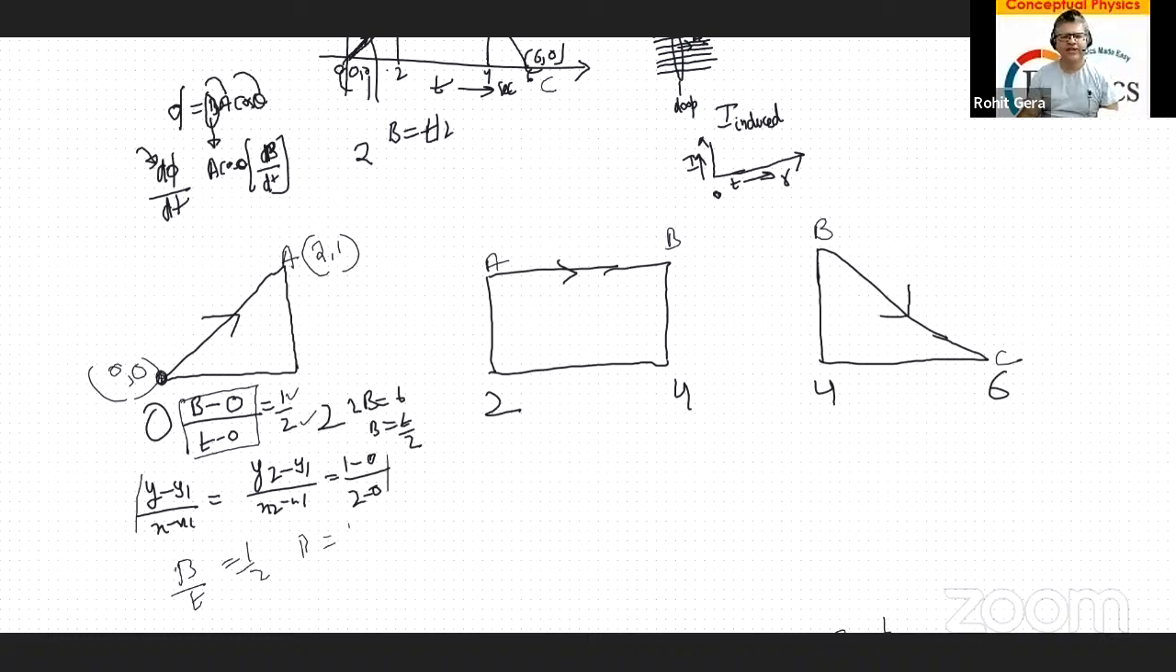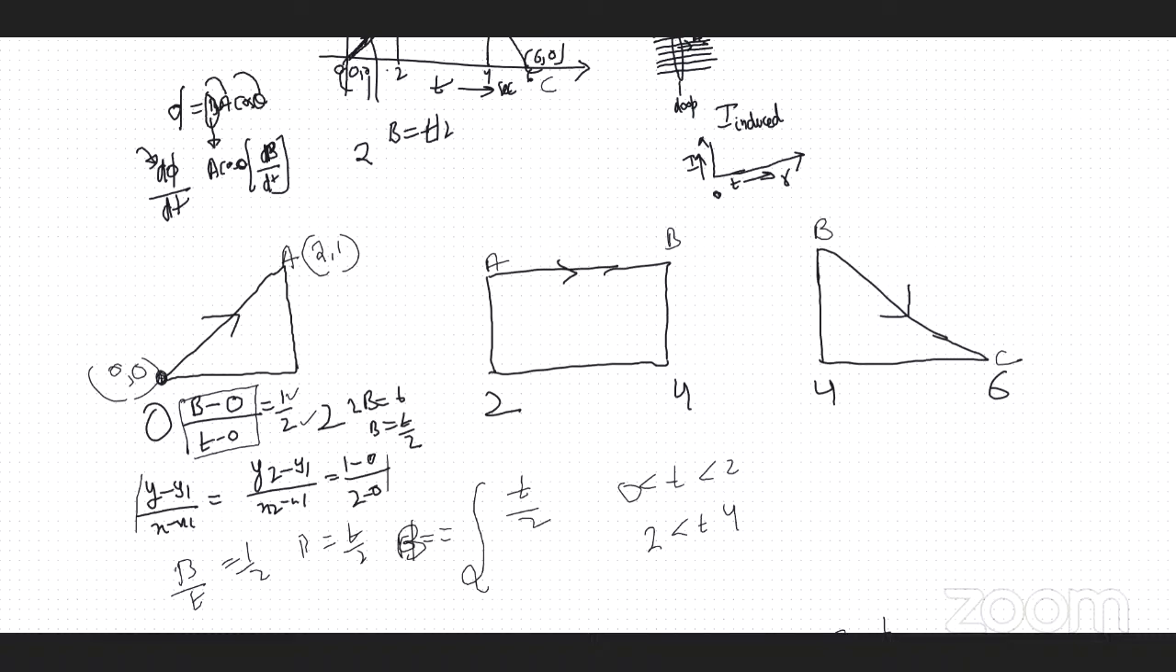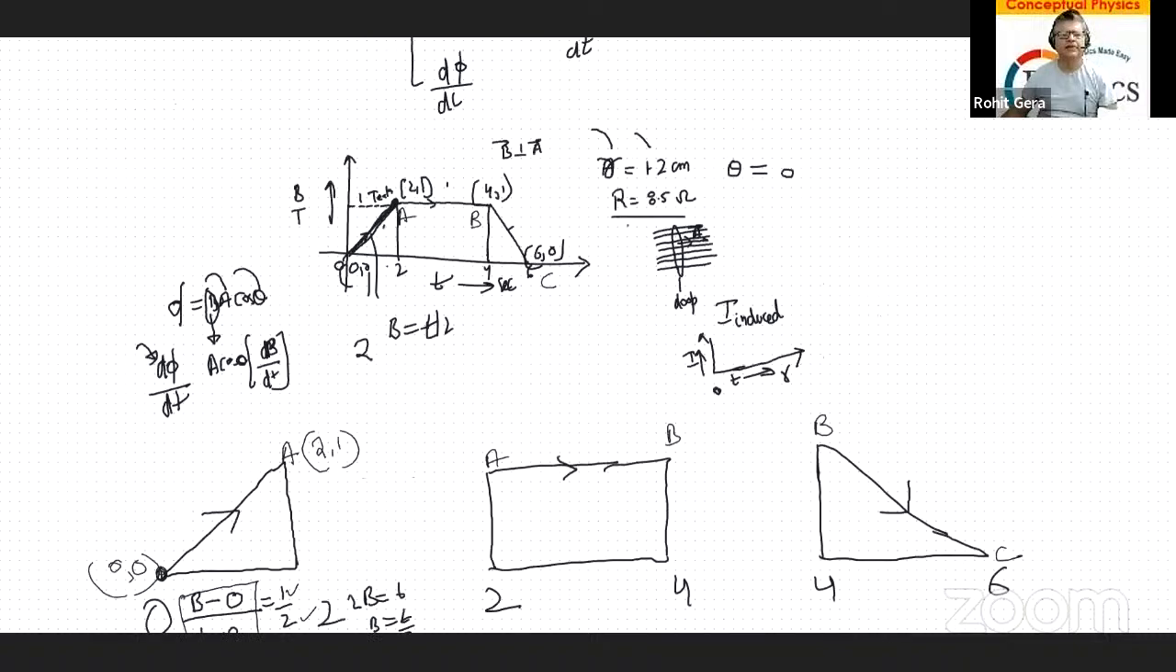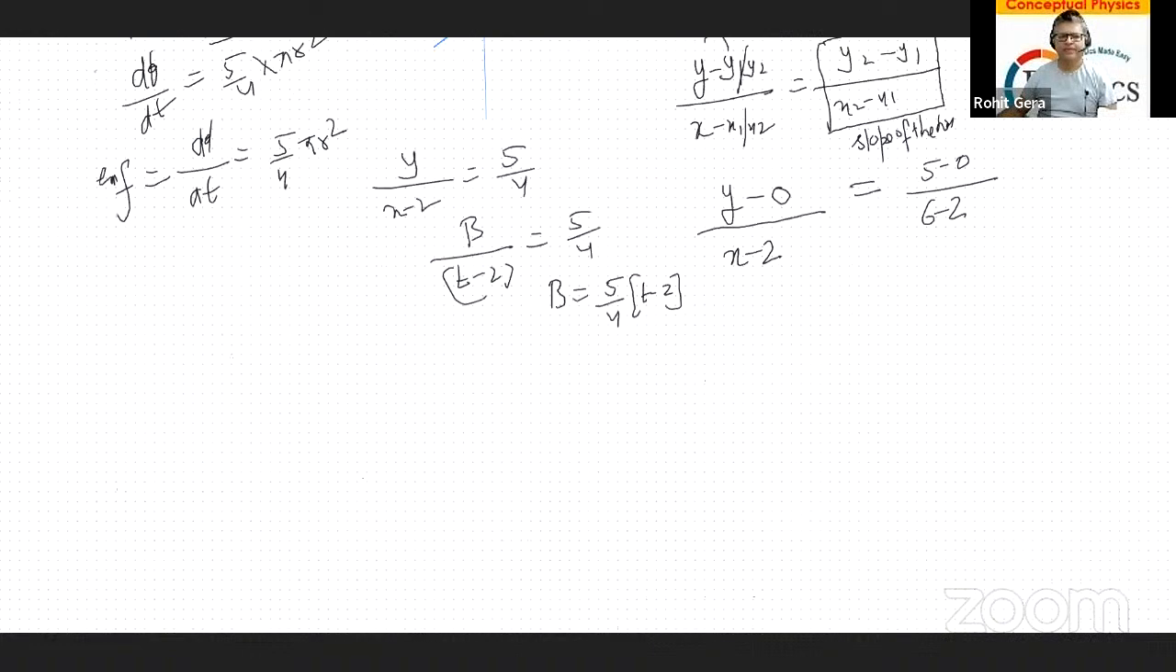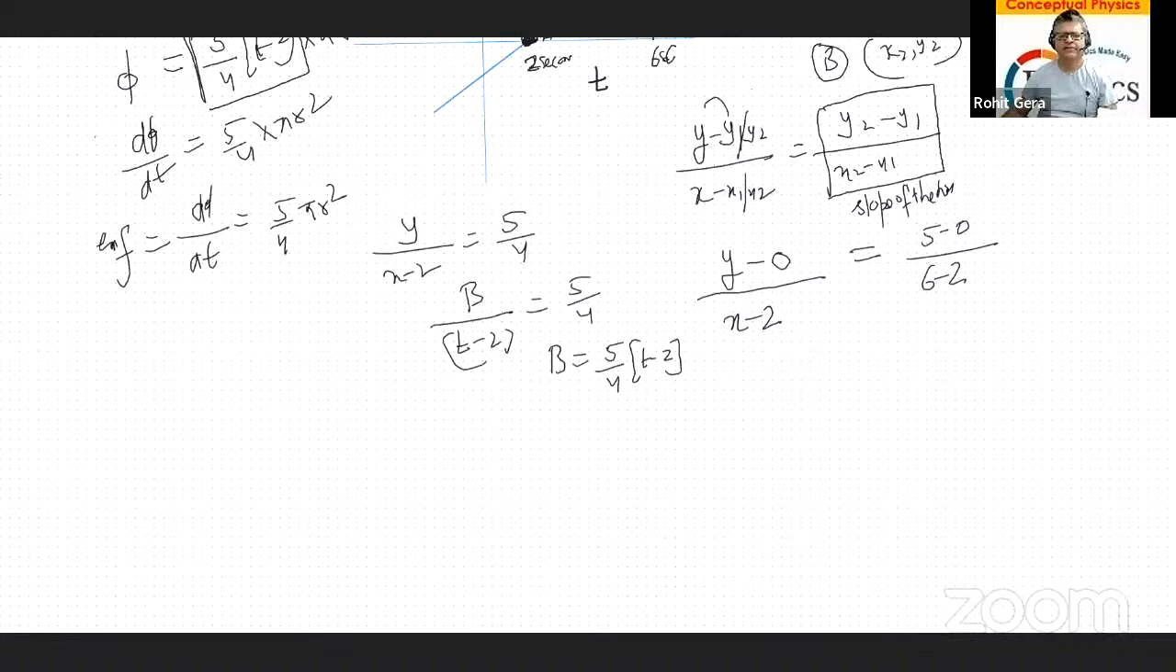So if I have to write B, I will write it like this: B is equal to T/2 when T belongs to 0 to 2. What is the value of B from 2 to 4 seconds? Look in the graph. Yes sir, I think it's fixed at 1 Tesla. Yes, it is fixed, the line is a straight line, so it is not time dependent at all. So I write it here.